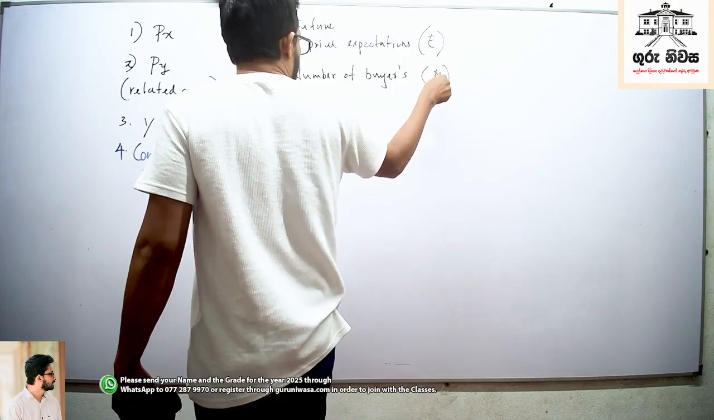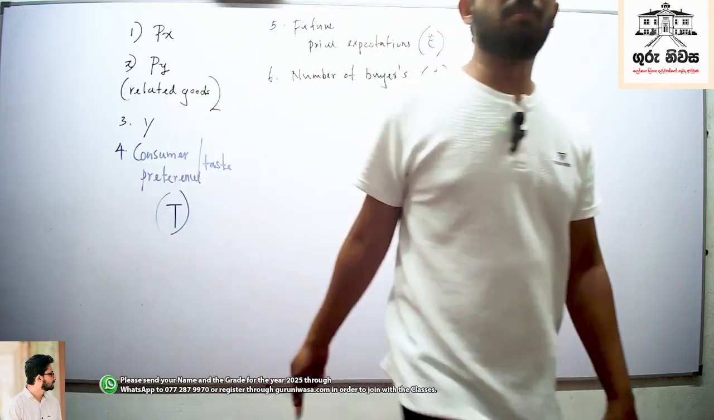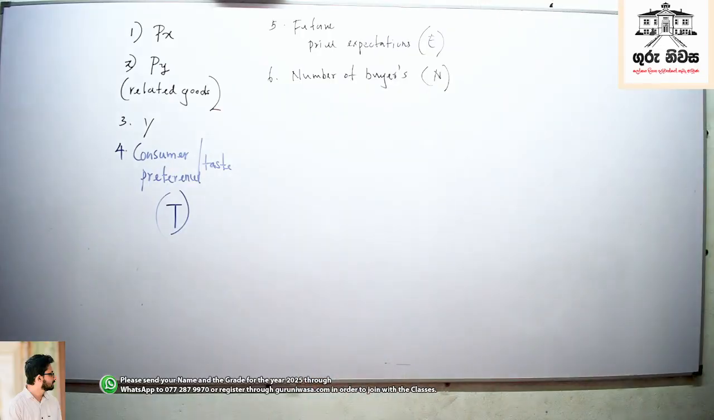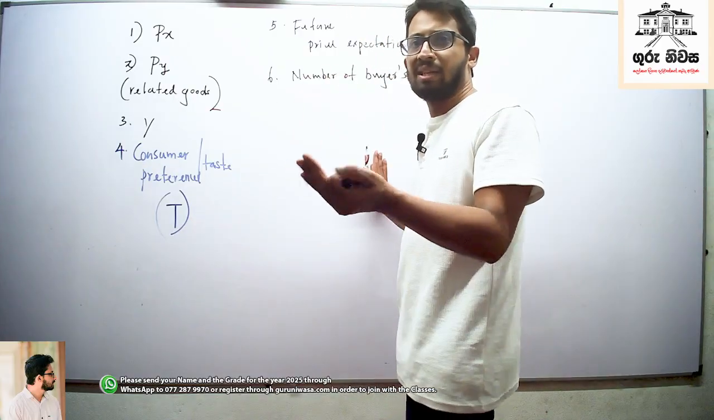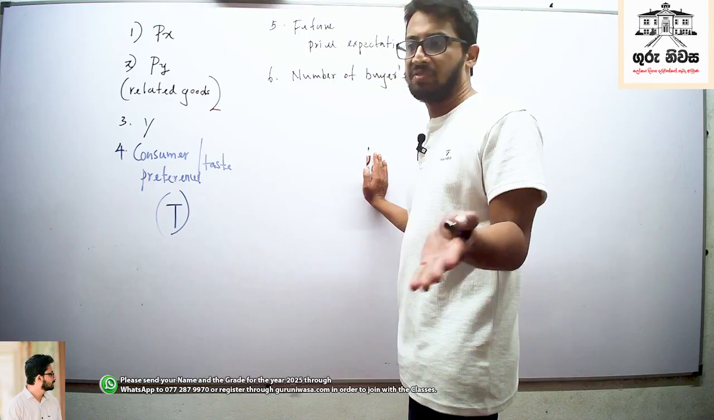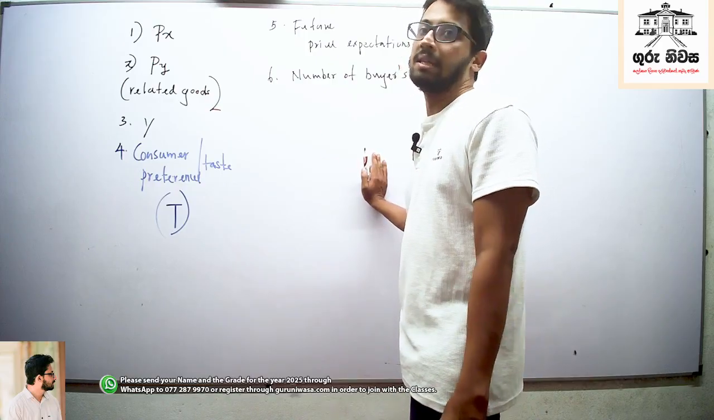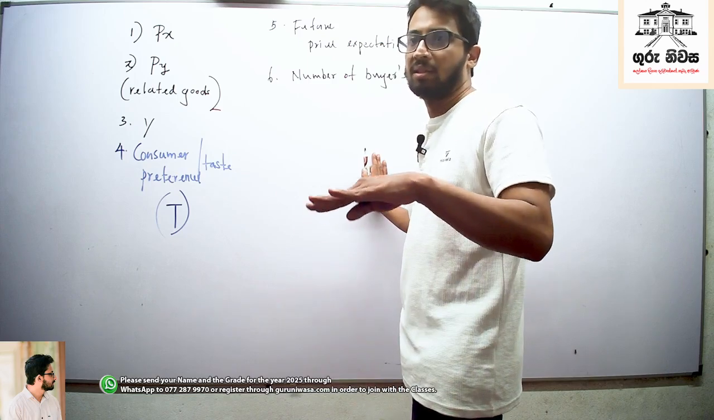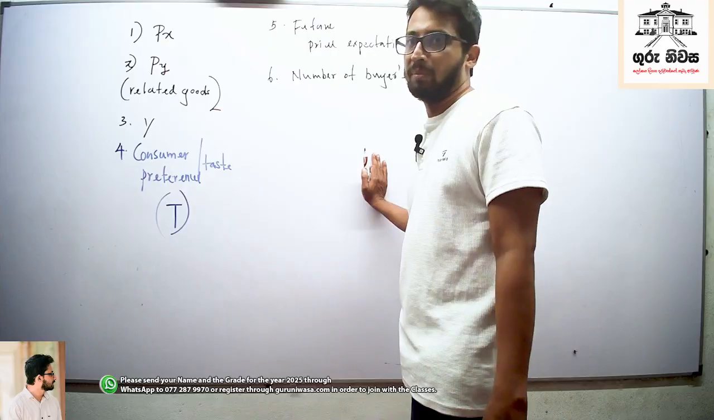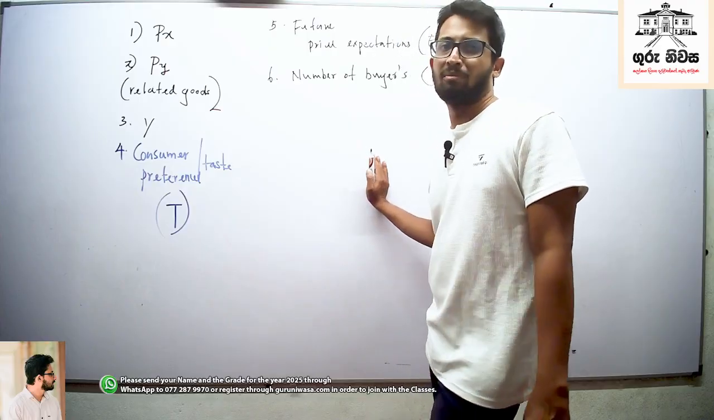Later is N, the number of buyers in the market. If there are more buyers in the market, demand is likely to increase. If there are fewer buyers in the market, demand is likely to decrease. It will be low demand, right? Did you get the point? It's a very common one.